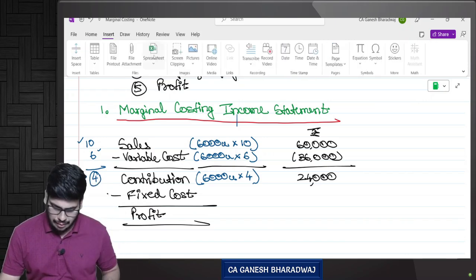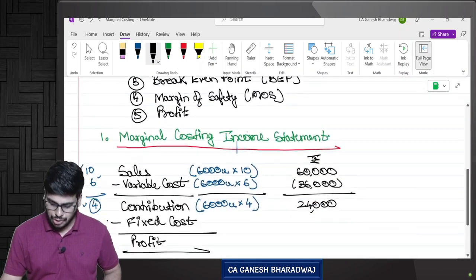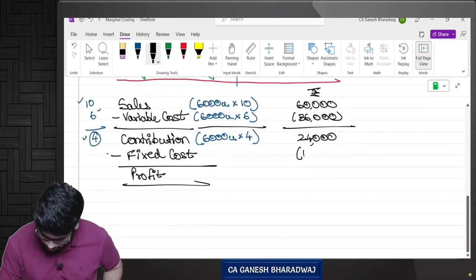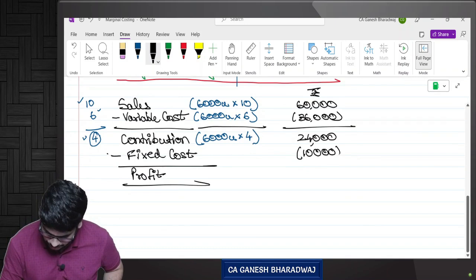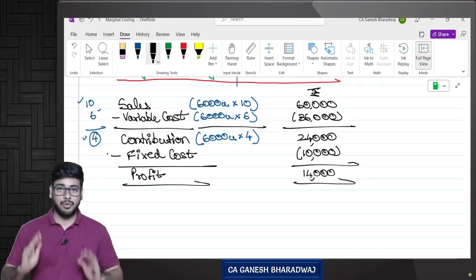So now how much is our fixed cost? Our fixed cost is 10,000 rupees. So from this 24,000, I will reduce 10,000 rupees, and the final profit that we get is 14,000 rupees. Are you clear with this?